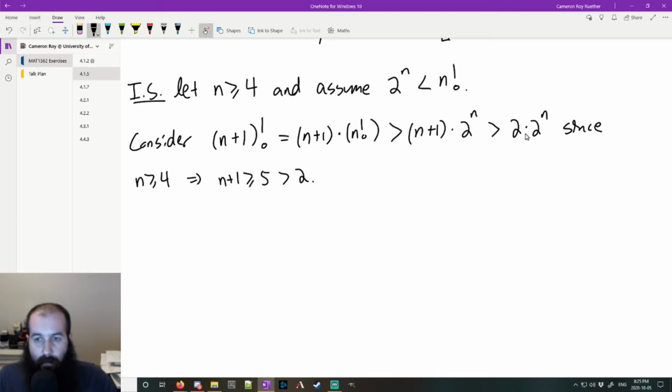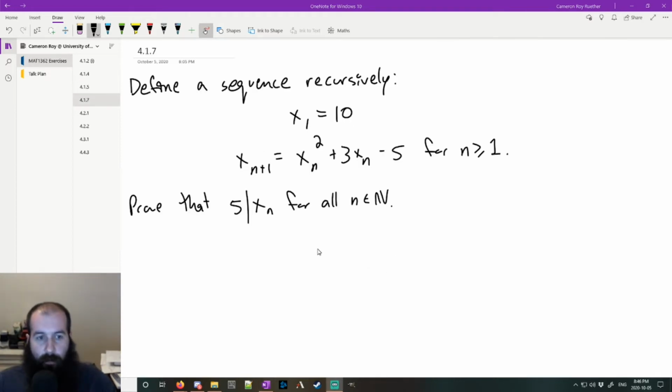And 2 times 2 to the n is just 2 to the n plus 1. So this implies that n plus 1 factorial is strictly greater than 2 to the n plus 1. So the claim holds at n plus 1, which concludes the inductive step, which concludes the proof by induction.